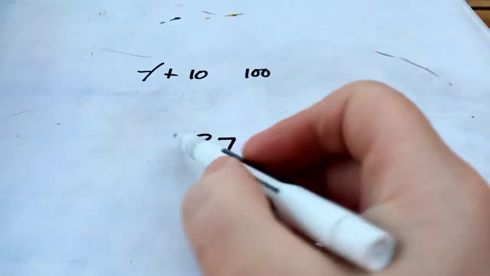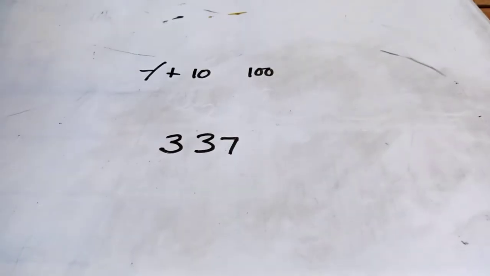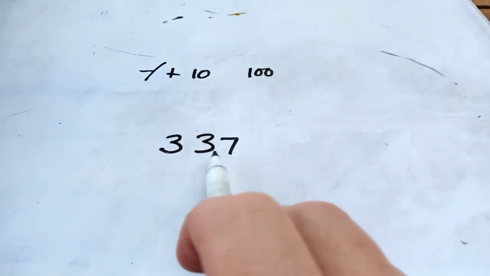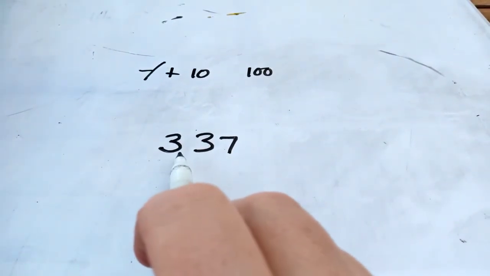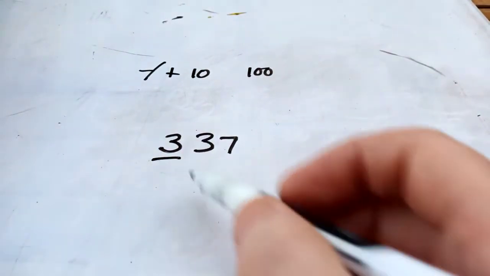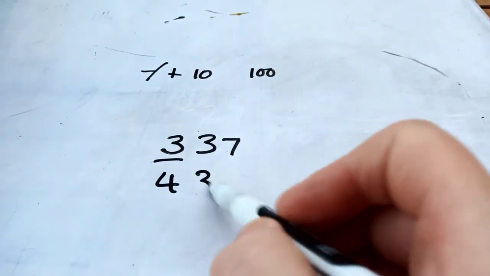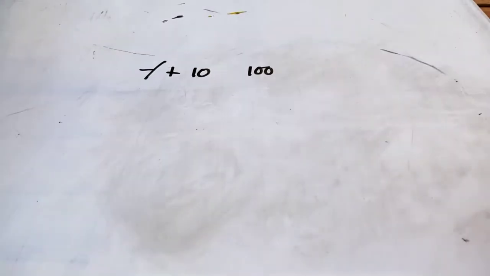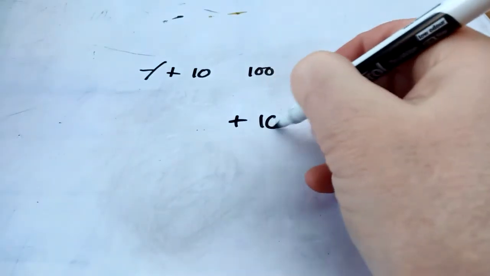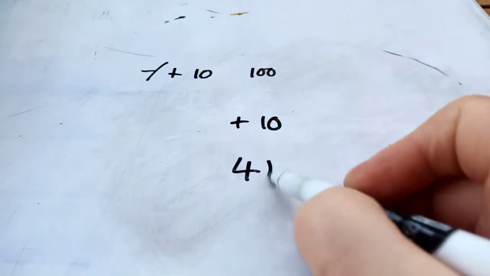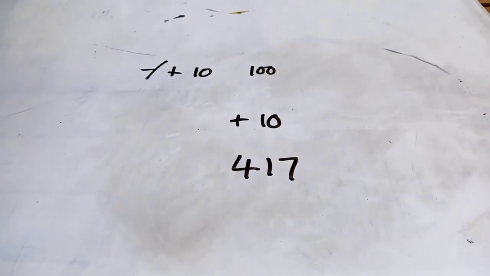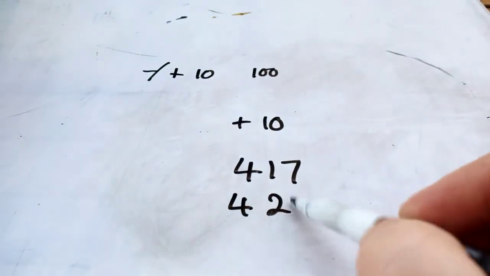If I made it 337, if I wanted to add 100, would I add it to that column, or that column? Well done. I'd add it to that column, so 300 would become 437. Well done. Right then, let's have a go. This time you're going to be adding 10 to 417. Add 10. Well done. It becomes 427.